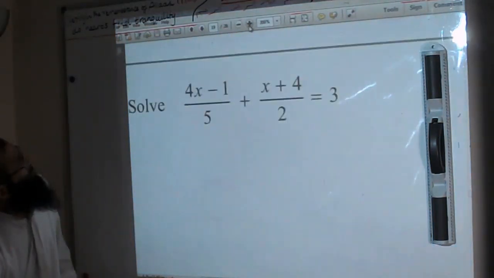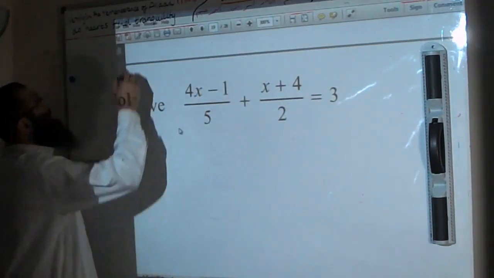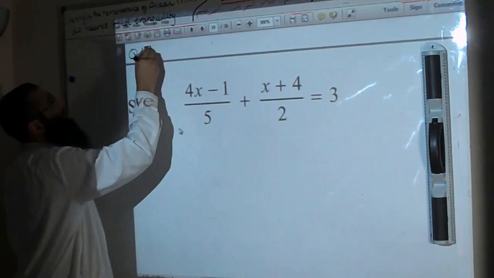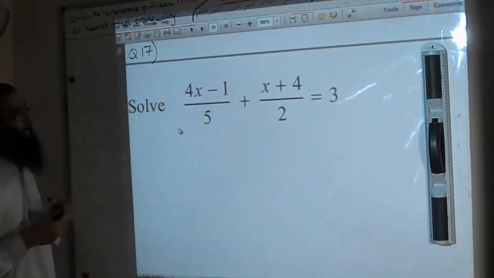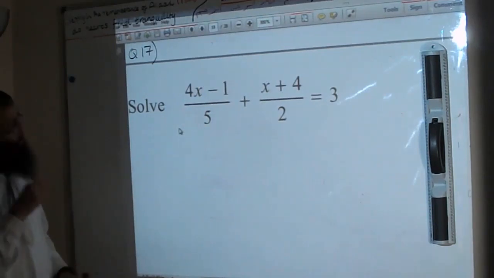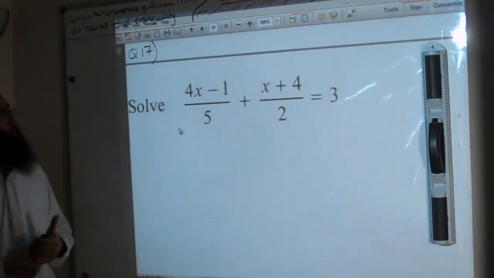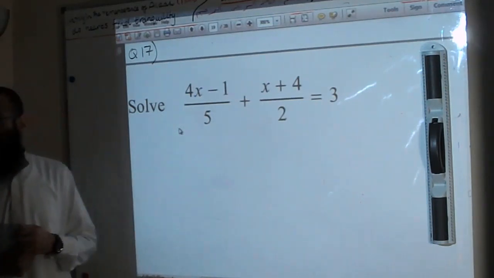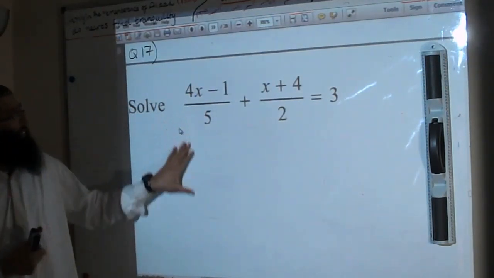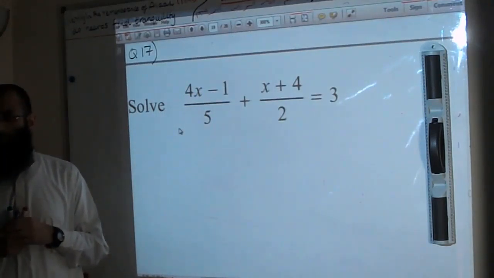Let's make this one a little bit more chunky. And that's looking lovely. This here, folks, is question number 17. I'm just writing in there because it's been chopped off in the enlargement process. Right. Solve 4x minus 1 divided by 5 plus x plus 4 divided by 2 equals 3. It says solve it. Okay, by the time most students get to this, they're ready with the parachute on, ready to jump out the window. Nothing to jump out the window for.